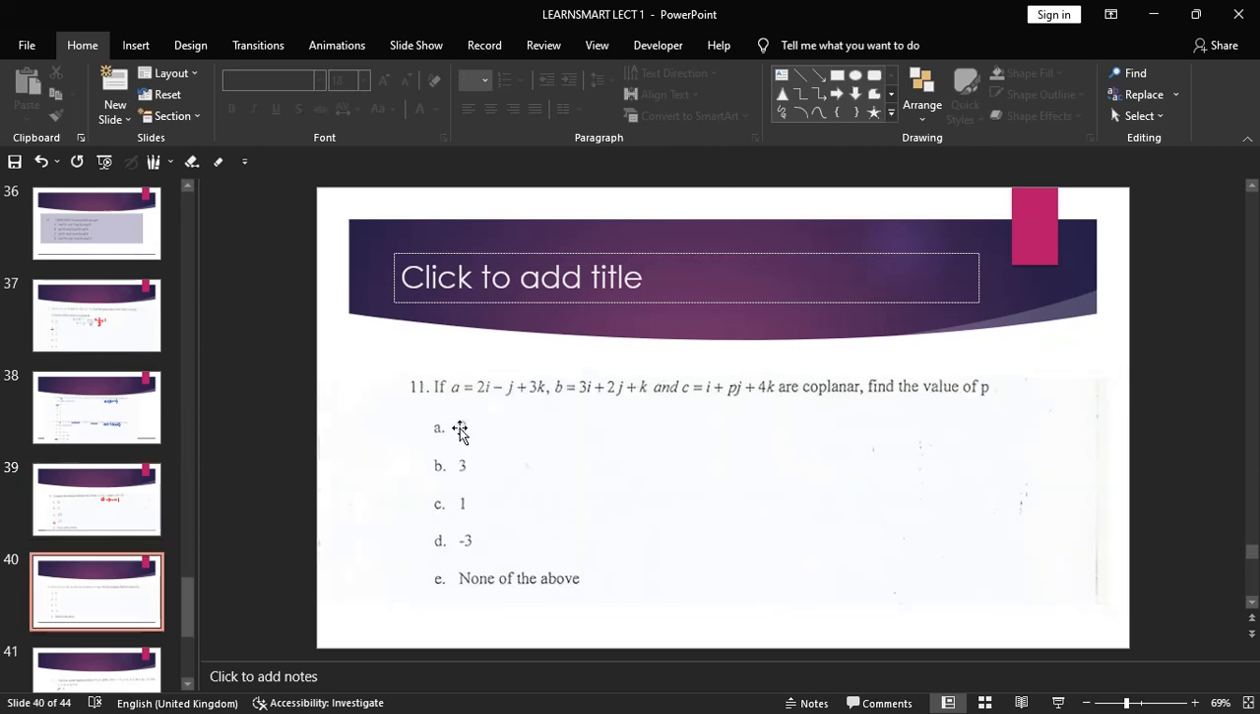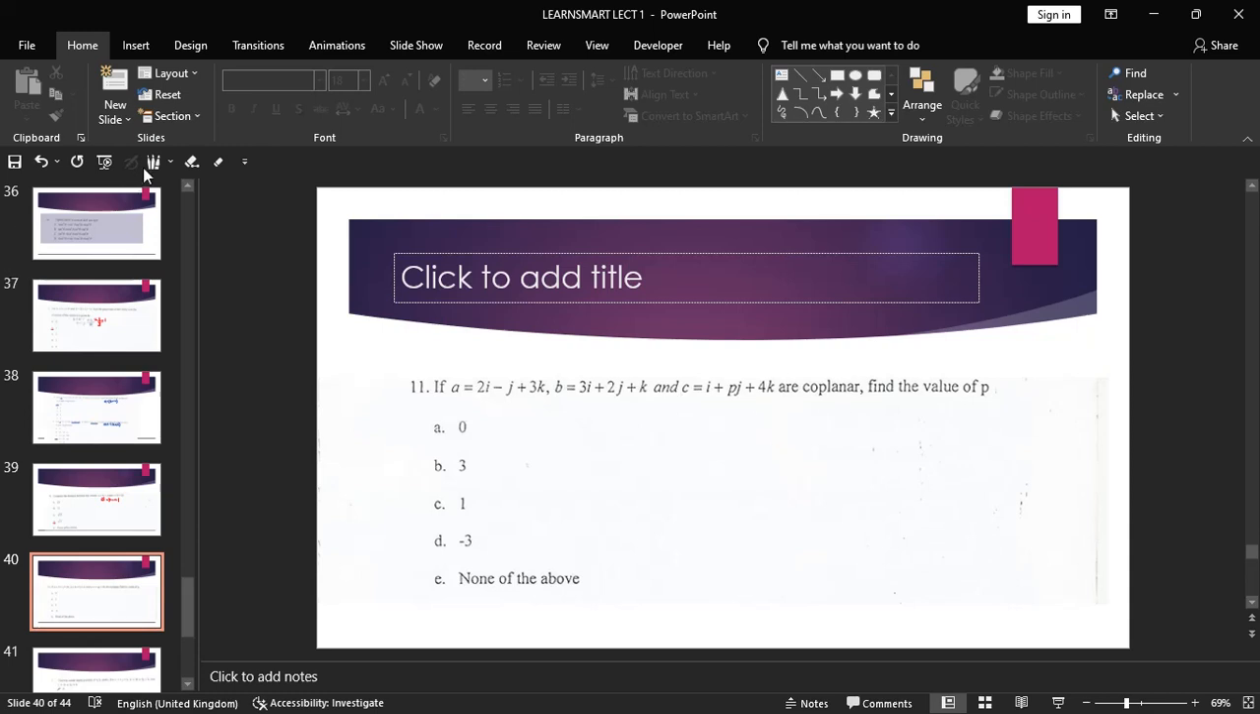Okay, so we have to find, if A is equal to this, B is equal to that, and C is equal to I plus PJ plus 4K, are they coplanar? Find the value of P. So we will just be implementing our formula for finding coplanar. That's our scalar triple product, okay. So for coplanar, we implement the scalar triple product. Again, in case you've forgotten, just go back to our playlist on vectors, okay.